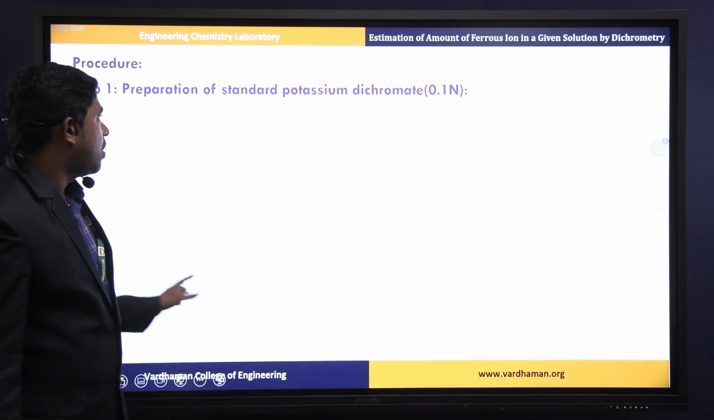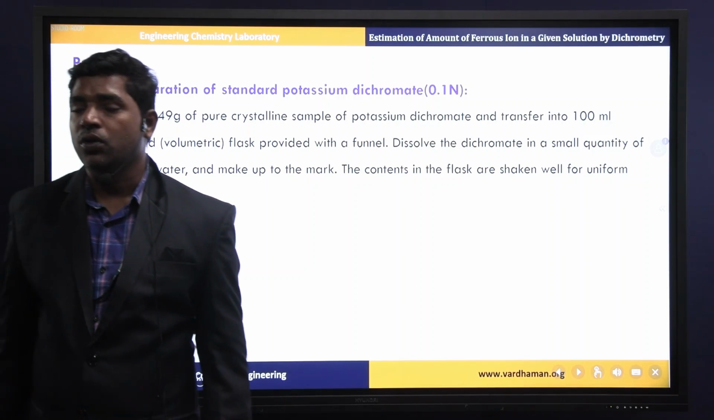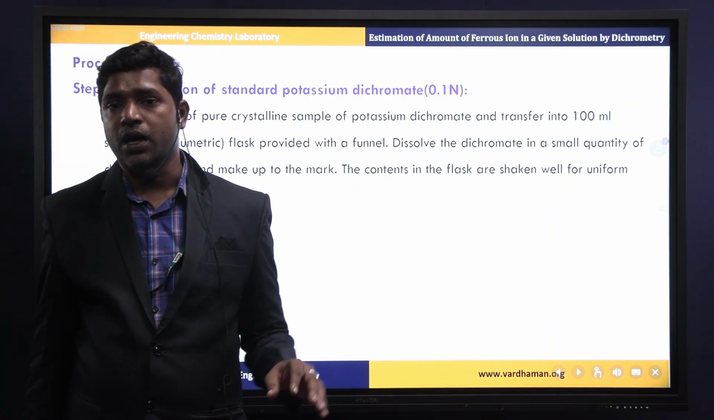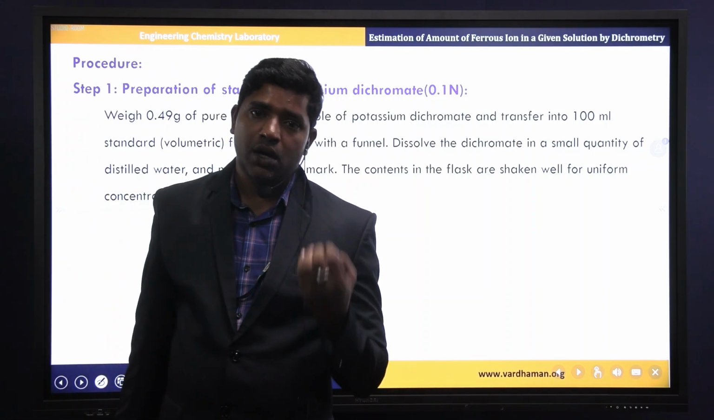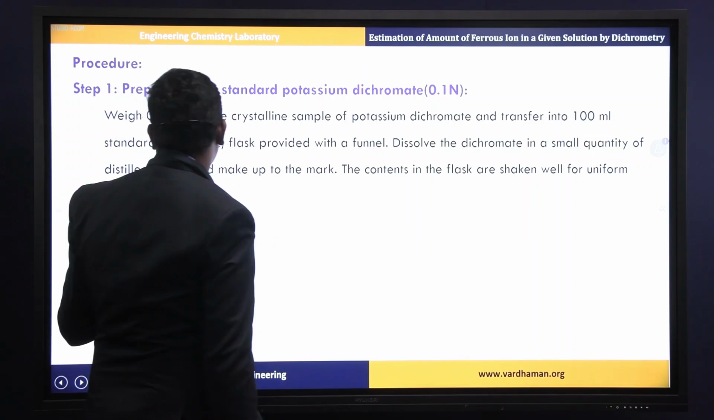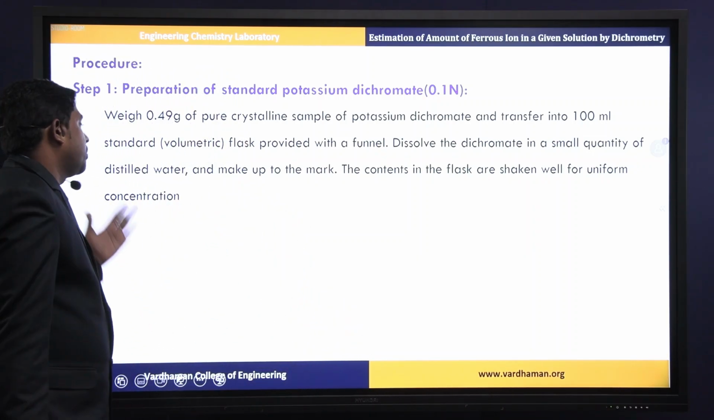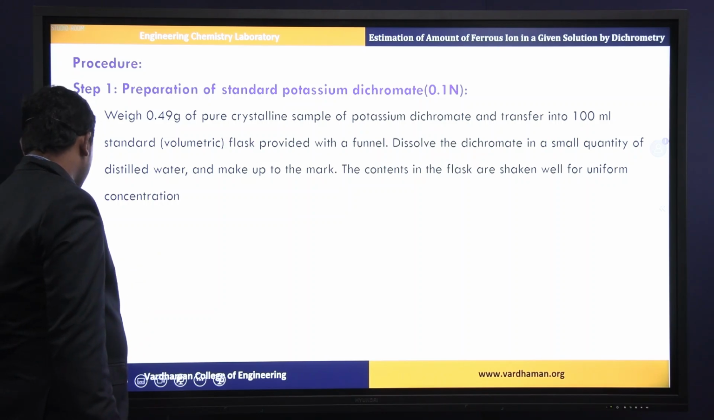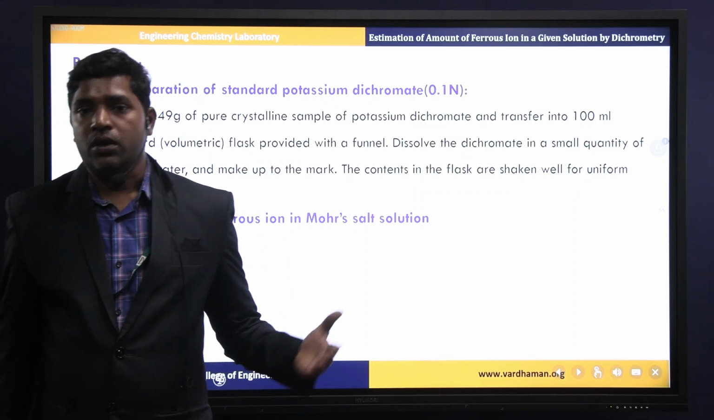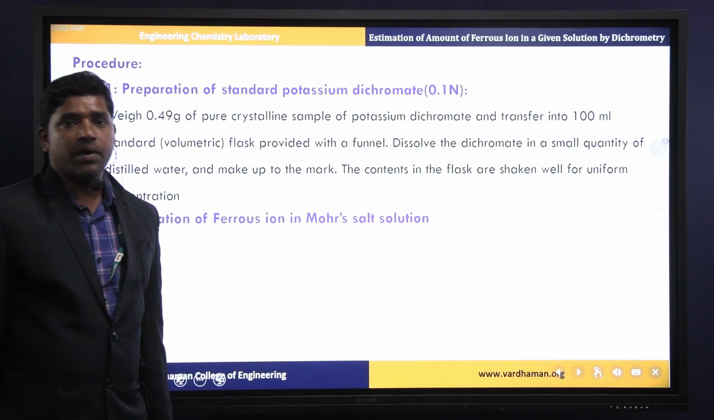Okay, students. First of all, we weigh 0.49 grams of potassium dichromate. We weigh it and transfer it into a 100 ml volumetric flask, dissolve with distilled water up to the mark and shake vigorously. We should get 0.1 normality concentration. This is the preparation of standard potassium dichromate solution. And the second step is the estimation of ferrous ion in the given sample solution. So how can we estimate the ferrous ion?